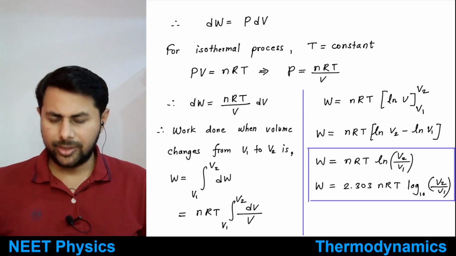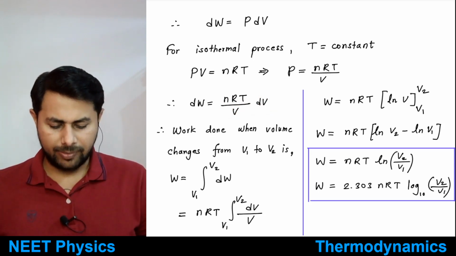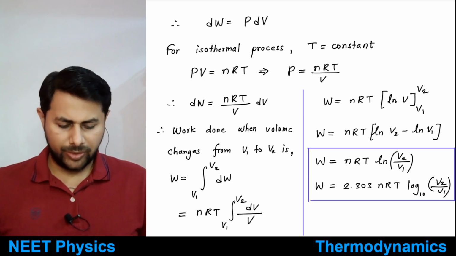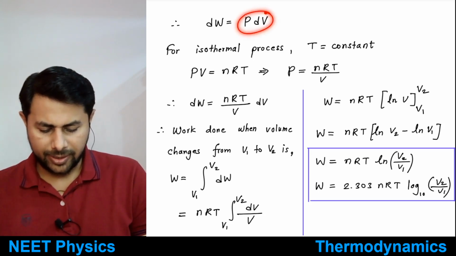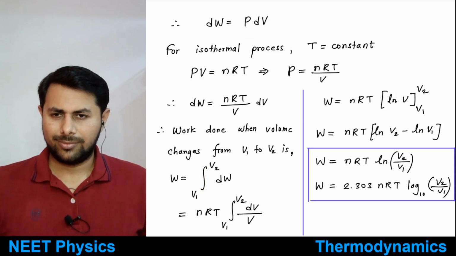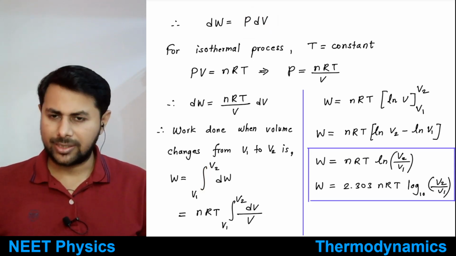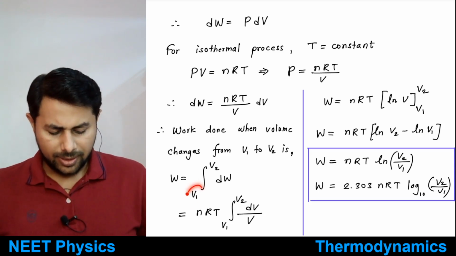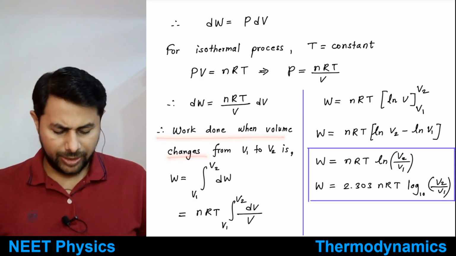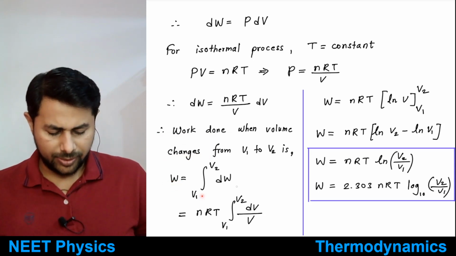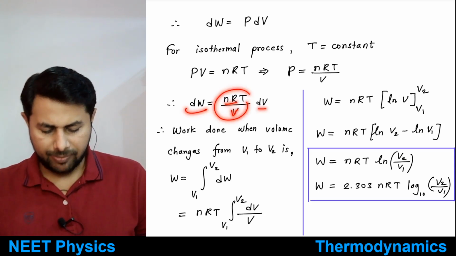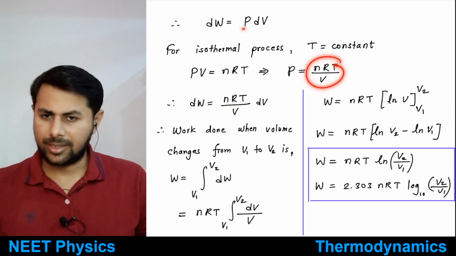So why did we do this? Here there were two variables, pressure as well as volume, okay. What we are doing is converting this from two variables to one variable. Why? Because we want to integrate it, okay. That's why we are changing it from two variables to one variable, and the limits of integration are from V1 to V2, okay. So the work done when the volume changes from V1 to V2 is the integral from V1 to V2 of dW, okay. And we have seen that dW is equal to what? nRT divided by V multiplied by dV, because pressure we have replaced by nRT by V, okay.